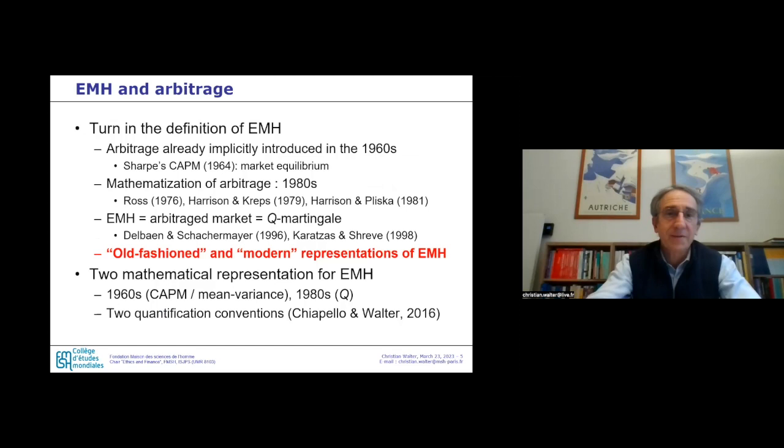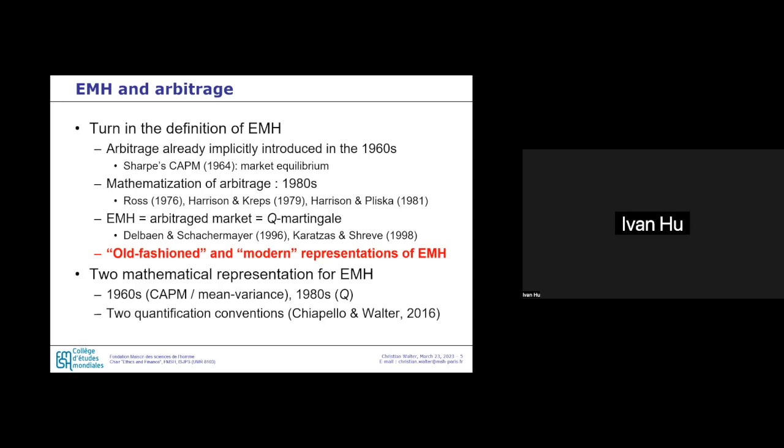Okay, EMH and arbitrage. Now we move to the definition of the EMH, the efficient market hypothesis. The arbitrage was already introduced in the efficient market hypothesis in the 60s, because the Sharpe CAPM, that means the capital asset pricing model of Sharpe, contains a notion of market equilibrium. So the arbitrage as a conceptual notion was already introduced in the 60s.